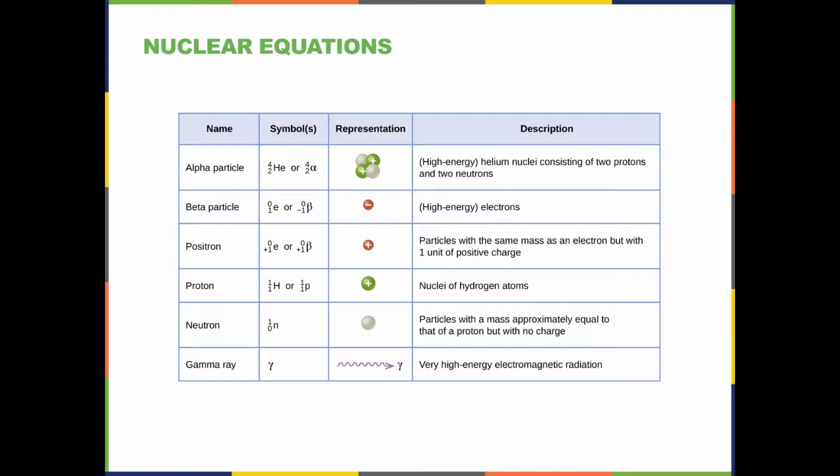The positron you have not heard of before, and only occurs in certain situations with nuclear reactions. It does not occur in other situations. A proton is the same as a hydrogen nucleus, a positively charged proton. It has the mass of a proton and a positive charge. A neutron, you're well aware of. It has almost the same mass as a proton, but has no charge. And then gamma rays are electromagnetic radiation. They are not particles.